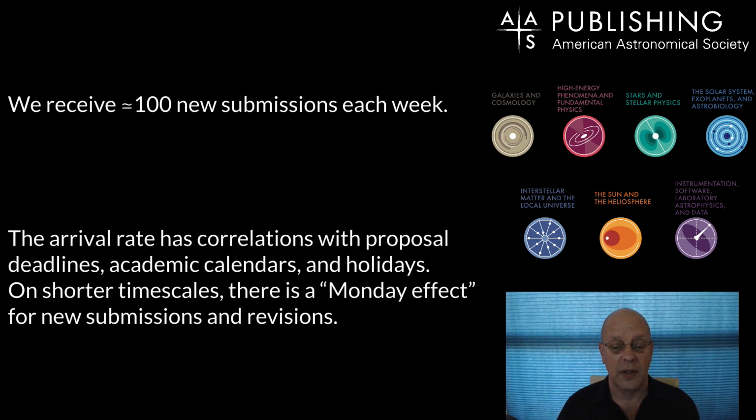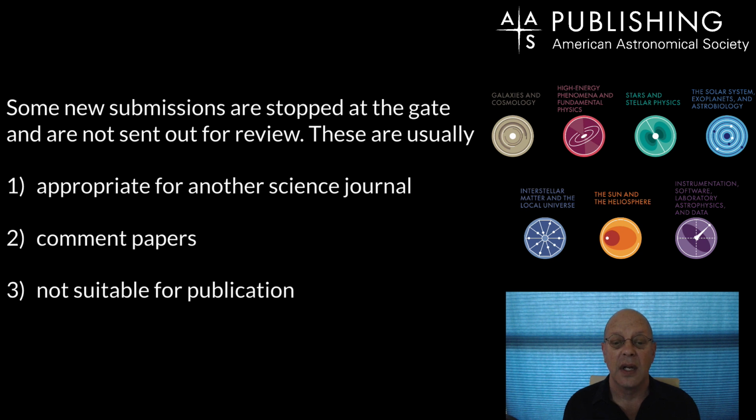So those 100 come in, various timescales. Some of these new submissions that come in are just stopped at the gate and are not sent out for review. And typically these fall into three categories. One, it's a perfectly fine science paper. It's great. It's just not within the scope of the AAS journals. It's more appropriate for another science journal.